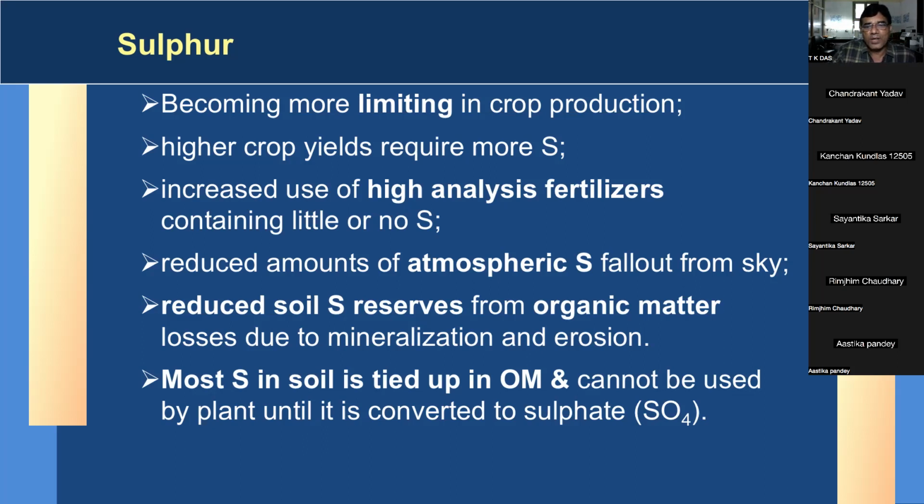And reduced soil reserves from organic matter, losses due to mineralization. So we are losing organic matter, and like nitrogen, sulfur is also tied to the proteins. So if your organic matter is lost, that means the proteins, and sulfur and nitrogen both, are lost. More sulfur in soil is tied up.